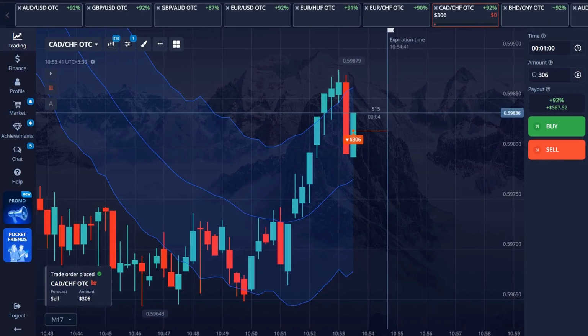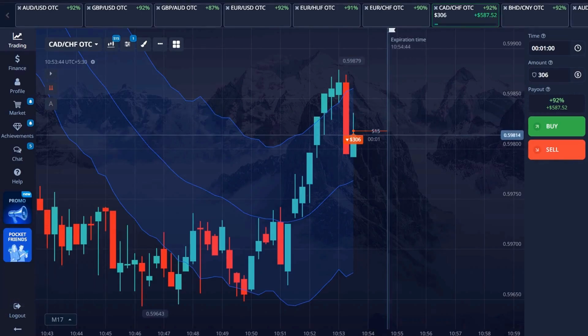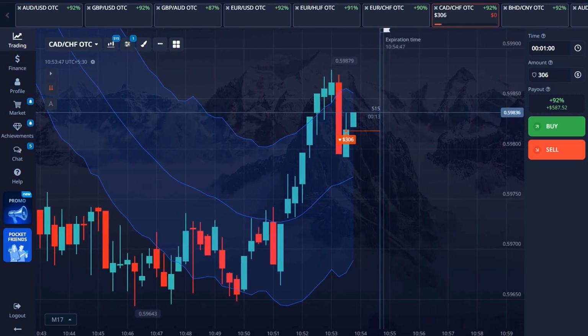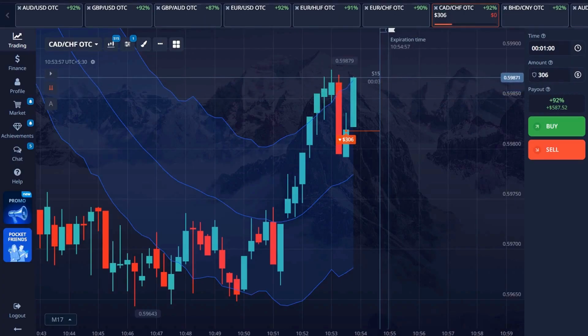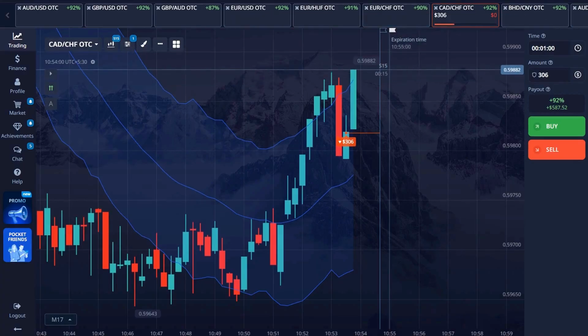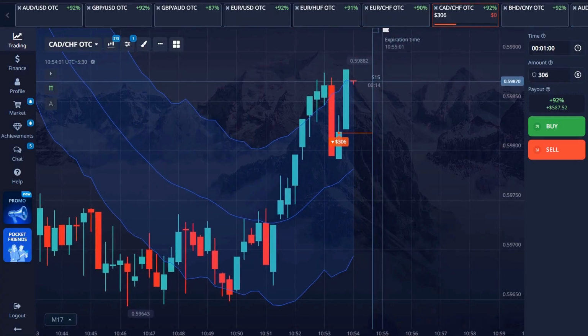All right, guys, here's an interesting example. I entered a sell trade here, but notice something important. The breakout candle was very big. Now, if you remember from our trading rules, we usually avoid taking trades when the breakout candle is oversized, because big candles often mean the market has already made its move and reversals can be weaker.